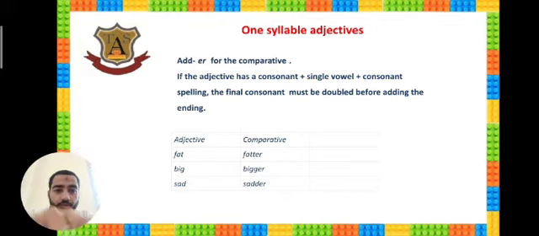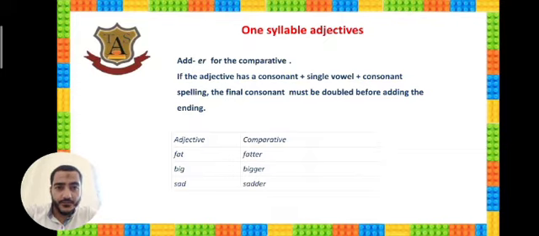First of all, we have to know the kinds of adjectives that we have. The first one is one syllable adjectives. We add er for the comparative. What does it mean?